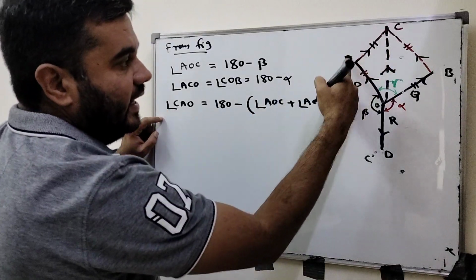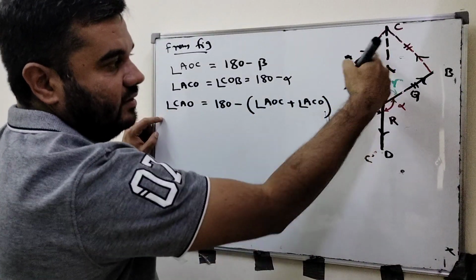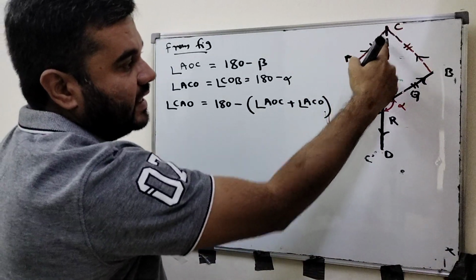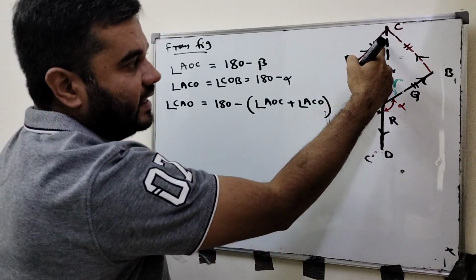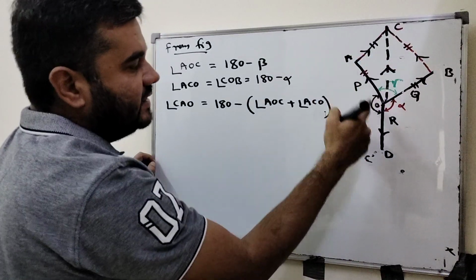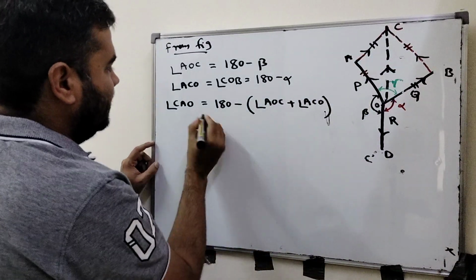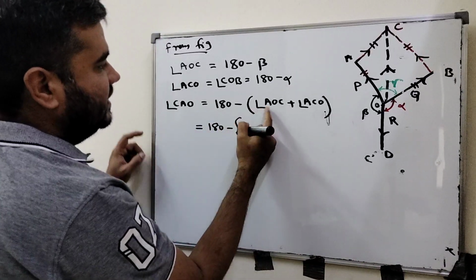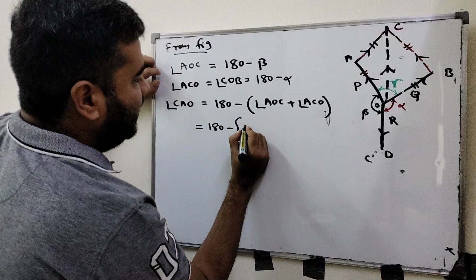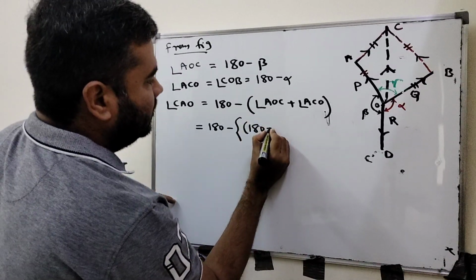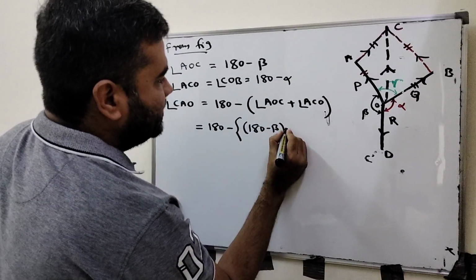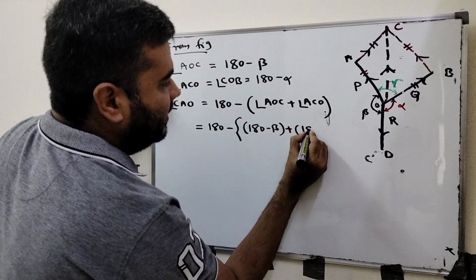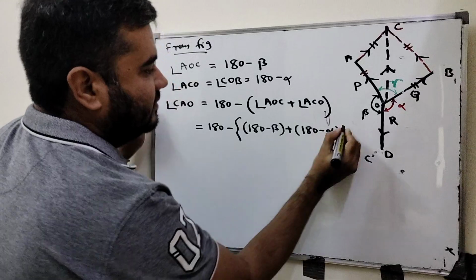CAO, this is one triangle. CAO is 180 minus this angle. This angle is ACO and this angle is AOC. Now this will be equal to 180 minus, so ACO is how much, AOC is how much, 180 minus beta plus ACO, which is 180 minus alpha.